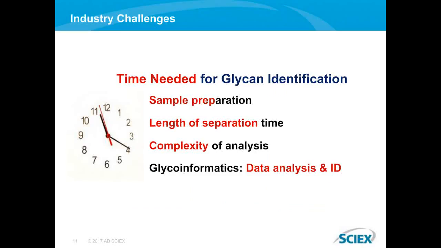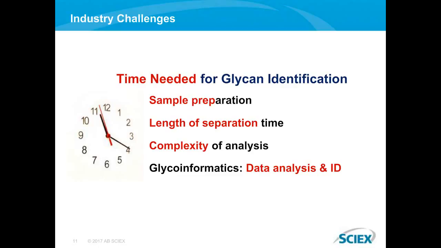So, what are the challenges of the industry in that way? The time needed for the glycan identification. Imagine that you have a bioprocessing unit and you would like to check if everything is going well or not in that unit. You need to analyze your sample very, very quickly if you have to make changes in the pH, the temperature, the oxygen, or anything, what have you. So the rapid analysis is key. And it includes sample preparation and the length of the separation time to give you the right answer.